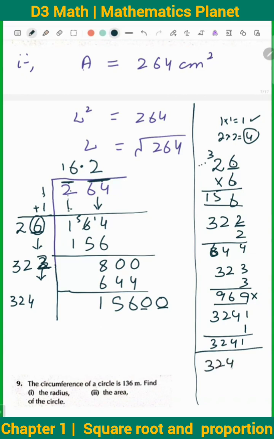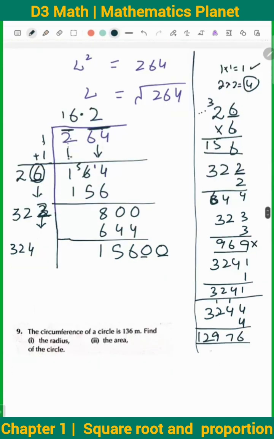324. If we go with 4, 4 times 4 is 16, 4 times 4 is 16, 17, 4 times 2 is 8, 9, 4 times 3. So it's coming 12,000. But let's do with 5. Yes, what will you get? Over 16,000. This is becoming greater.